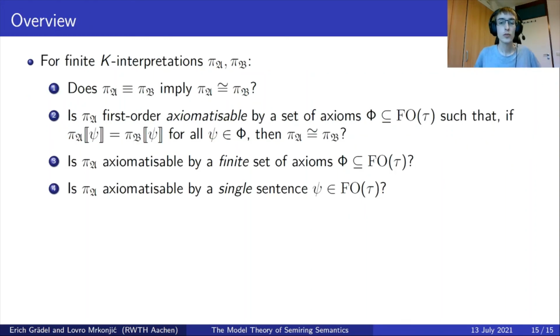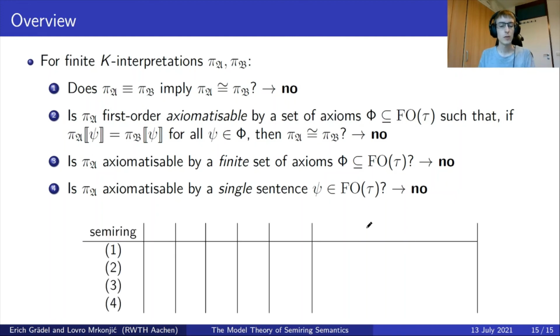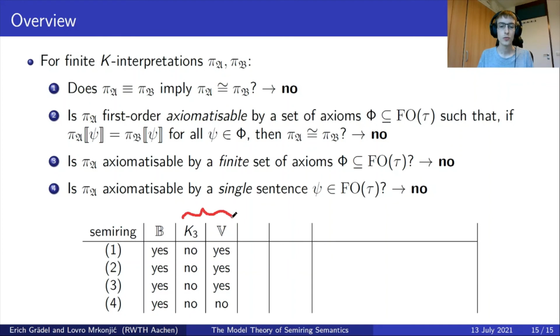Now, to close the talk, I will summarize our results. So obviously the answer is no to all of our questions in general, because we have a counterexample. But if we split it by the semirings, then the situation might be different. For example, the Boolean semiring, this is the classical case, the answer to all 4 questions is yes. And these are the results shown in this talk. So as you see, for the Viterbi semiring, also the answer to most questions is yes.